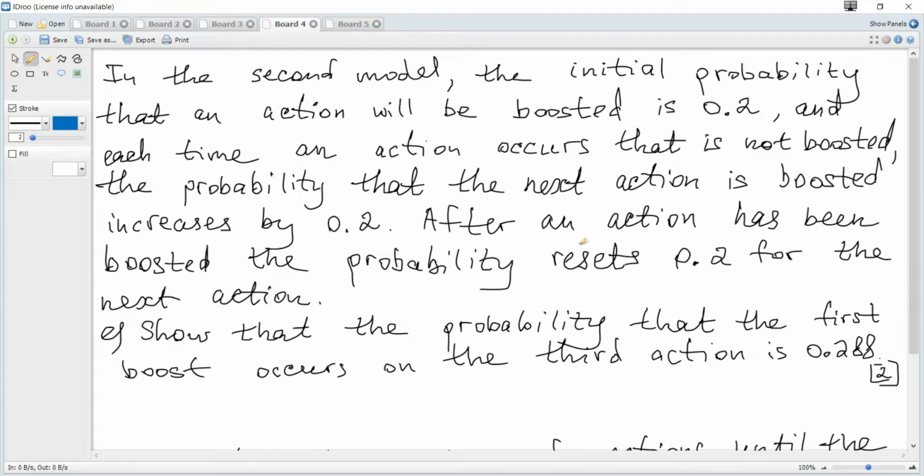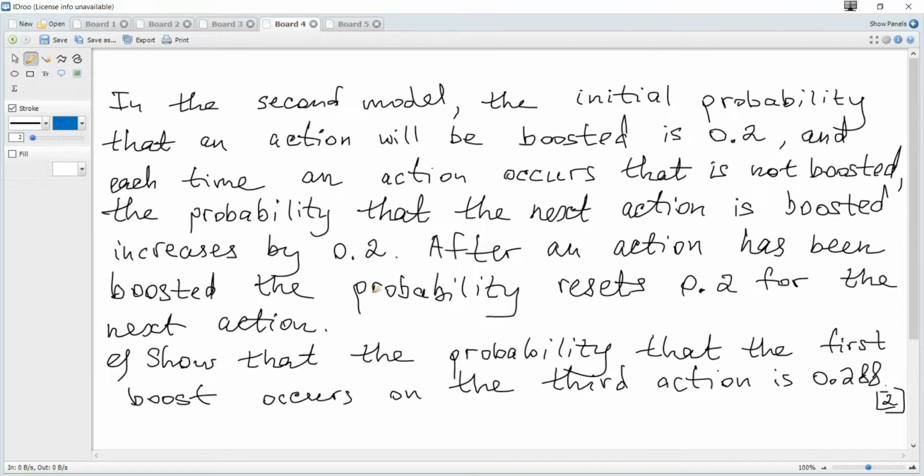The next, in the second model, the initial probability that an action will be boosted is 0.2, and each time an action occurs that is not boosted, the probability that the next action is boosted increases by 0.2. After an action has been boosted, the probability resets to 0.2 for the next action. Show that the probability that the first boost occurs on the third action is 0.288. So what does it mean?